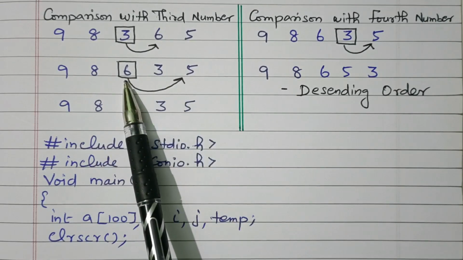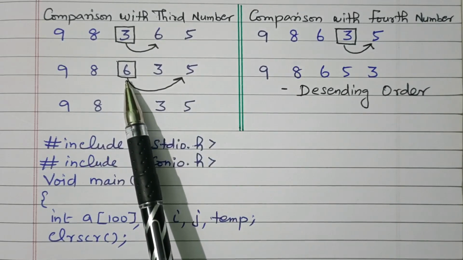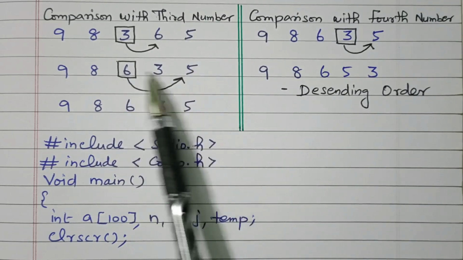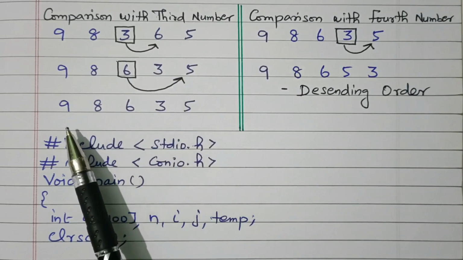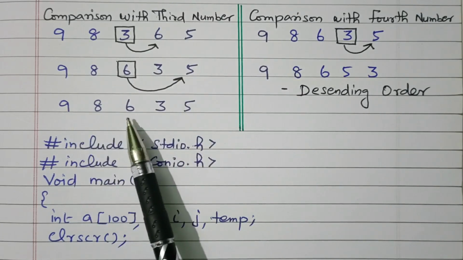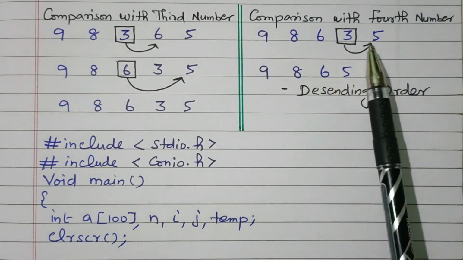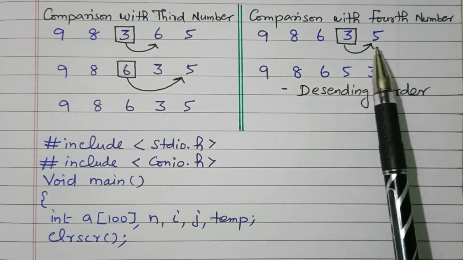Now 6 is the third number. That is verified with the fifth number. The fifth number is lesser, so no need to interchange. So what is the order after verifying the third number with the remaining numbers? 9, 8, 6, 3, 5. Right. Now we need to check the fourth number with the fifth number.